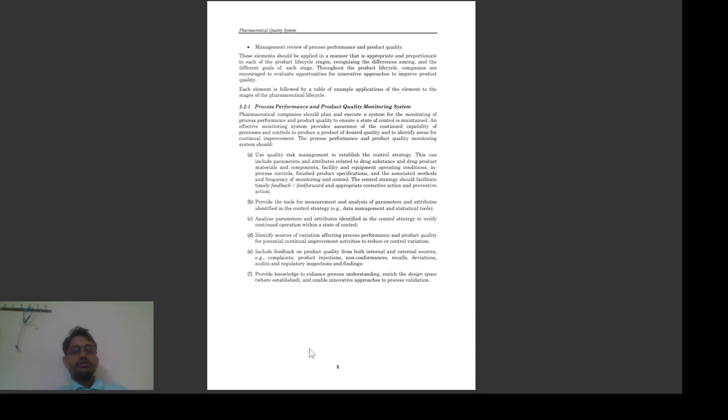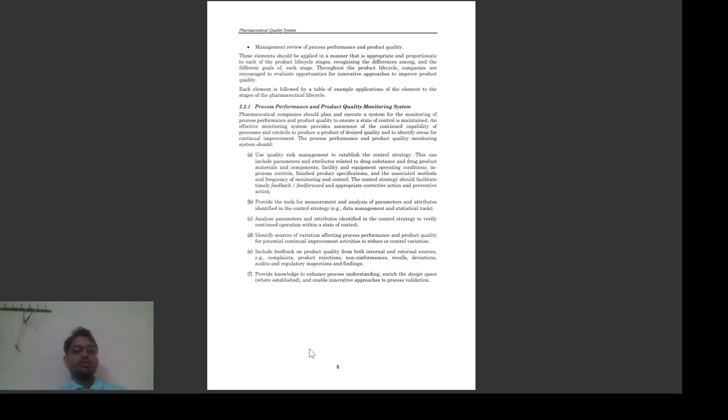The control strategy should facilitate the timely feedback, feed forward, appropriate corrective action and preventive action. Quality risk management is established. Control strategy can include parameters and attributes related to the drug substance, drug product materials and components, facility and equipment, operating conditions, in-process controls, finished product specification, associated methods, and frequency of monitoring and control.